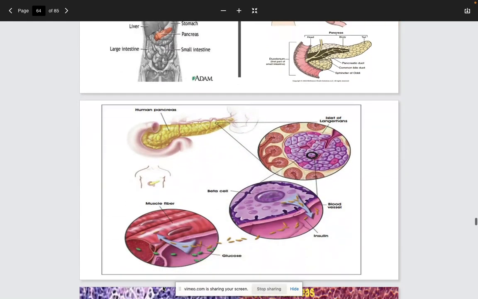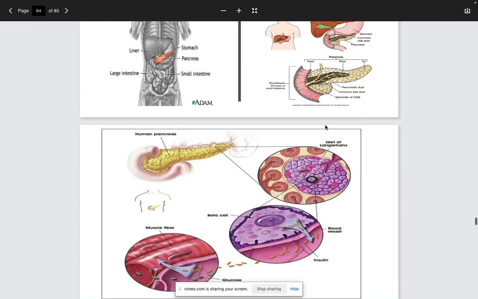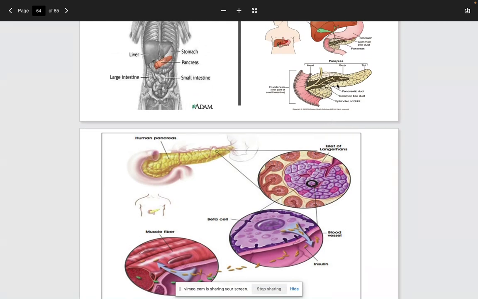Coming down here, this is just another picture kind of telling you about these islets of Langerhans. These islets of Langerhans are going to be these clusters of cells within these something called acini. Acini are just clusters of cells, and within these acini are something called the islets of Langerhans. The islets are going to be the beta cells, delta cells, the alpha cells. I want you to know the beta cells secrete what? Insulin. The alpha cells secrete glucagon.